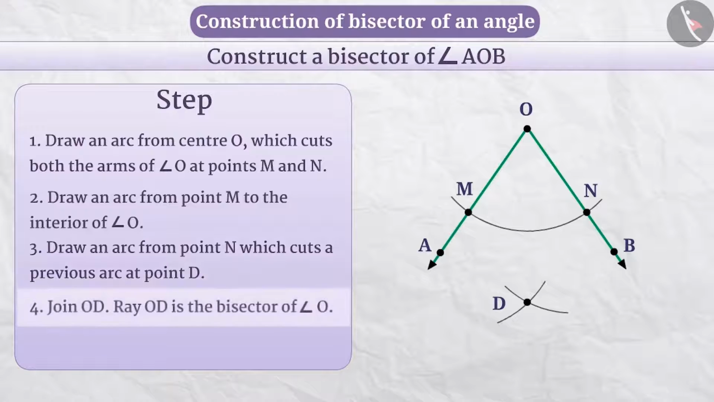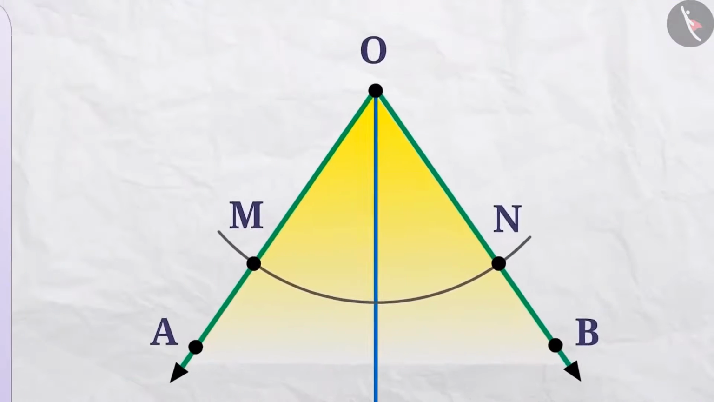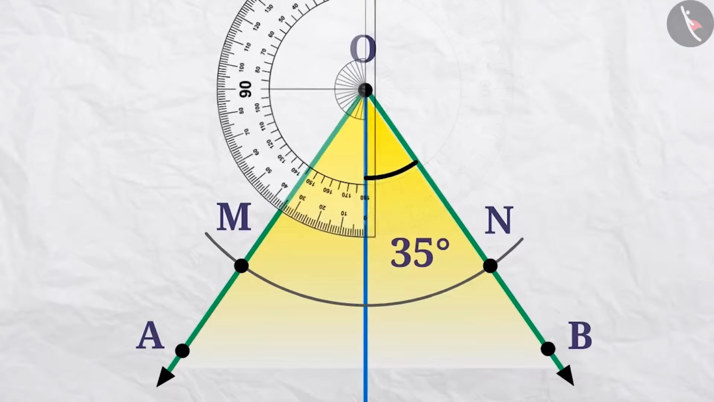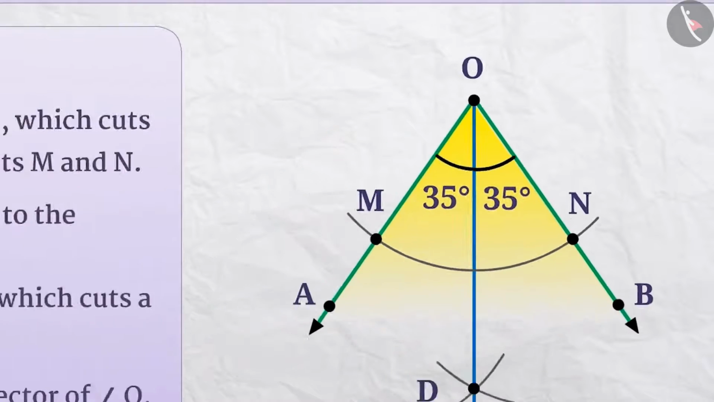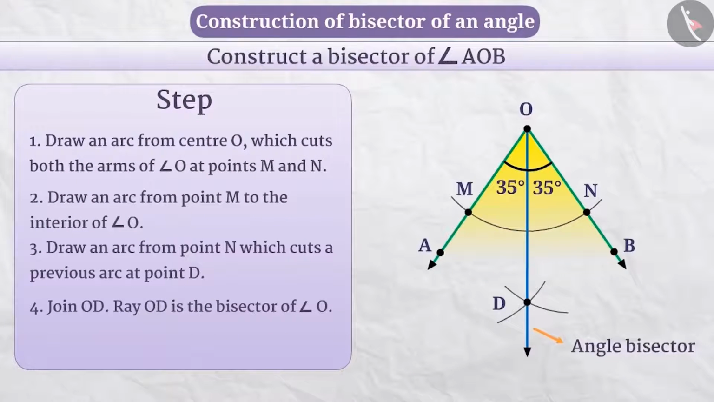Step 4. Now, we will draw ray OD from the vertex O. Ray OD is the bisector of angle O. If we find the measurements of both angles using a protractor, then we will observe that both angles measure the same. This verifies that ray OD is the bisector of angle O.